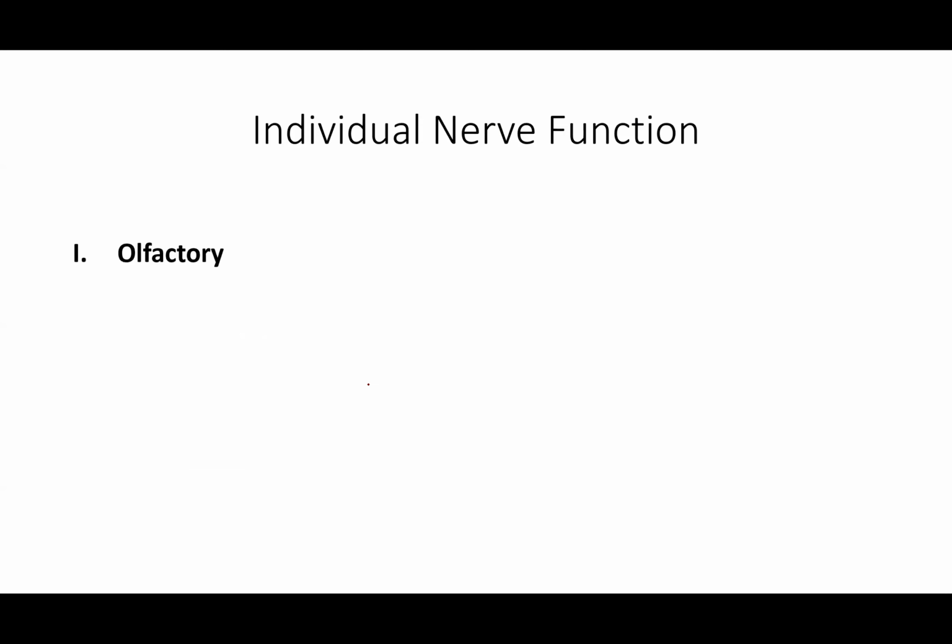Okay, so now we're going to look at each individual nerve and its function. So olfactory nerve, nerve number 1, is involved with your sense of smell. That is its main focus, its main job. The optic nerve helps with detecting vision.